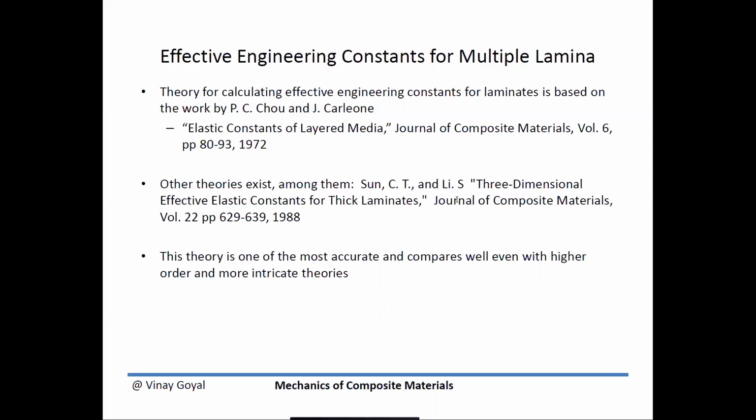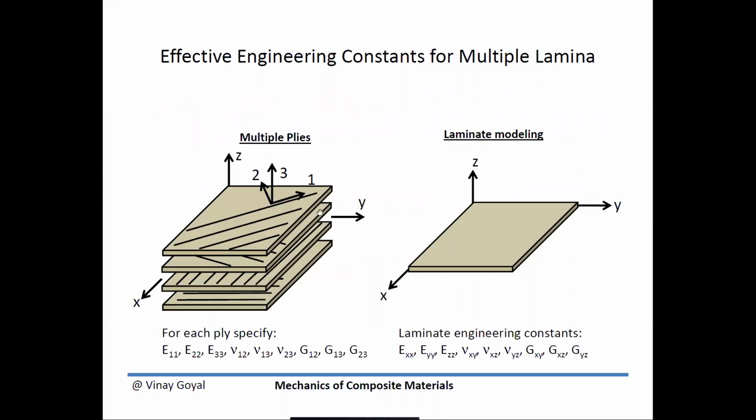And what this theory, I'll call it the Chow theory, does is it allows us to basically specify material properties at the ply level. And then, given the stacking sequence, you can find the laminate effective properties. What is the benefit there? Number one, I can get effective properties without testing, which you should do later on, but if you want to get properties ahead of time, this theory works very well.